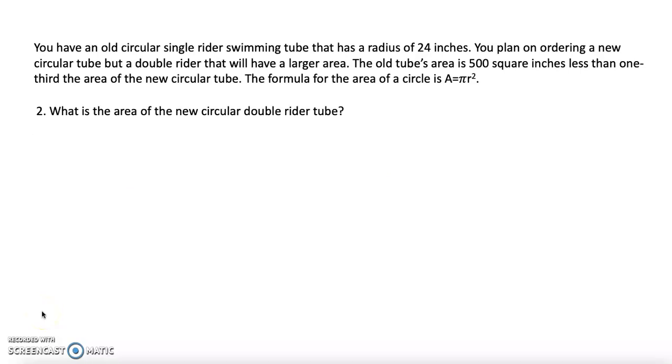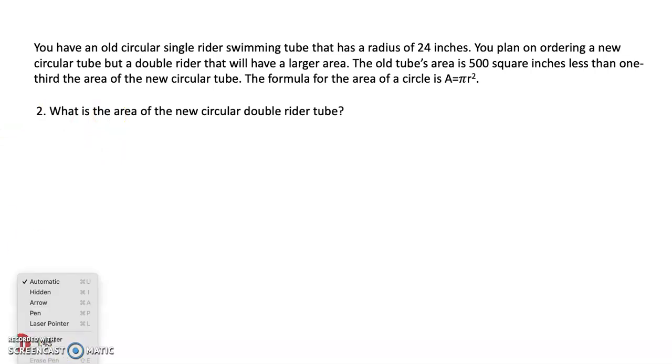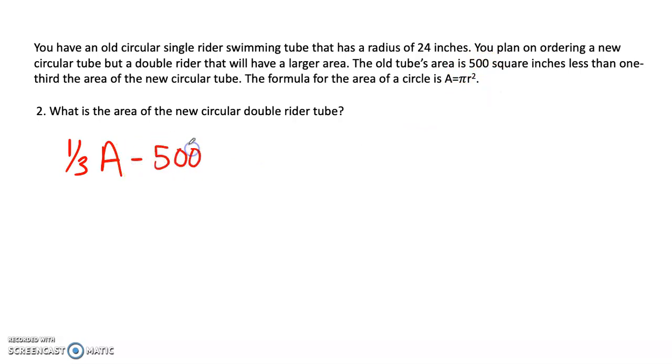What is the area of the new circular double rider tube? So we know that the old tube's area is 500 square inches less than 1/3 the area of the new circular tube. Let's put this into an expression. So we've got 1/3 the area, and it's 500 square inches less than 1/3 the area, so minus 500.